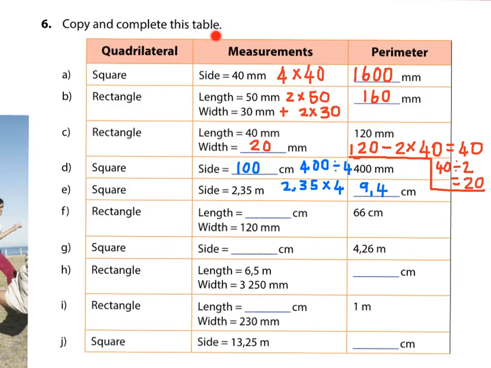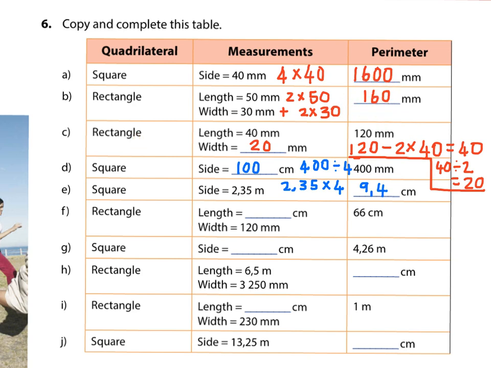Okay, so let's look at question 6. It says copy and complete this table. For the first question, we look at a square with sides of 40 millimeters. In a square, we know that all 4 sides are the same length, so we can multiply the 40 millimeters by 4 to get a perimeter of 160. You may use your calculator for this section. In a rectangle, we know that it's got 2 lengths and 2 widths that are the same, and so we can say 2 of these lengths plus 2 of these widths will give us 160 as the perimeter.